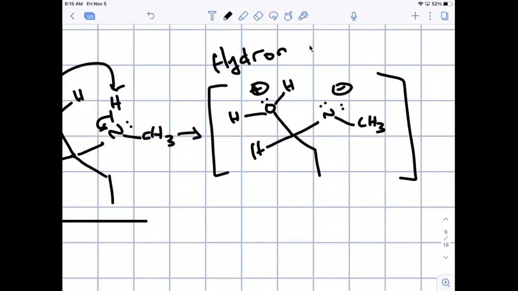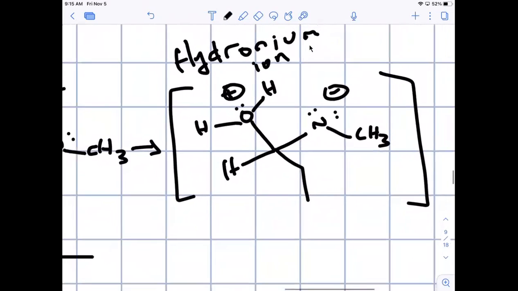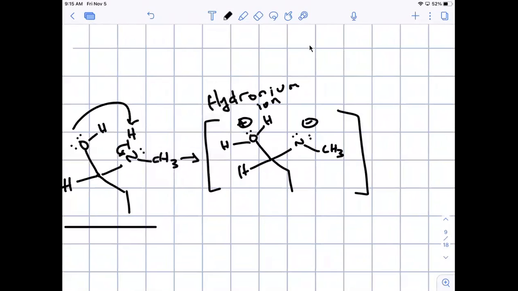Hydride. It's a hydronium ion. All right. Now we're home free, almost.